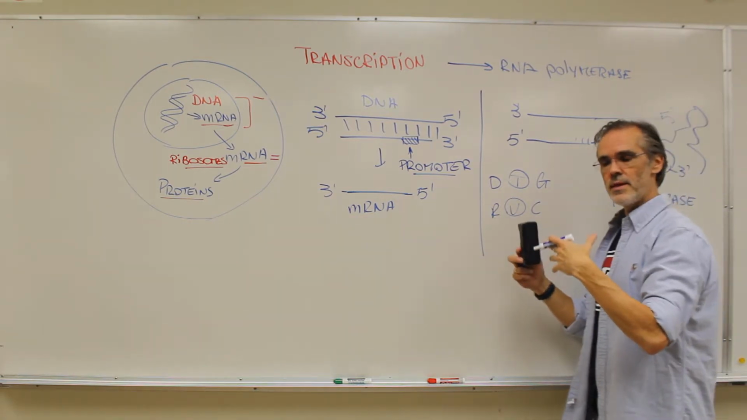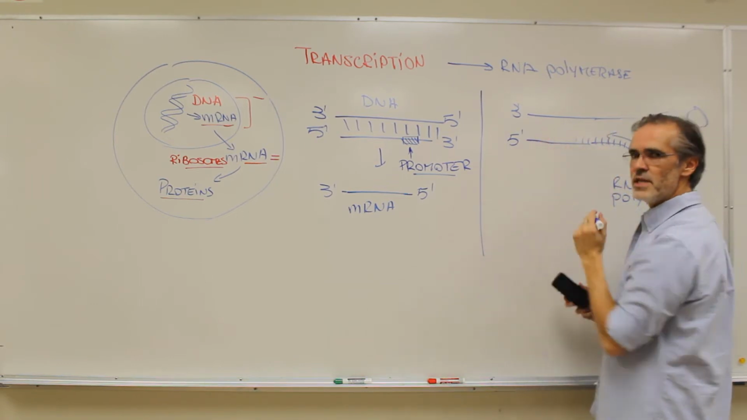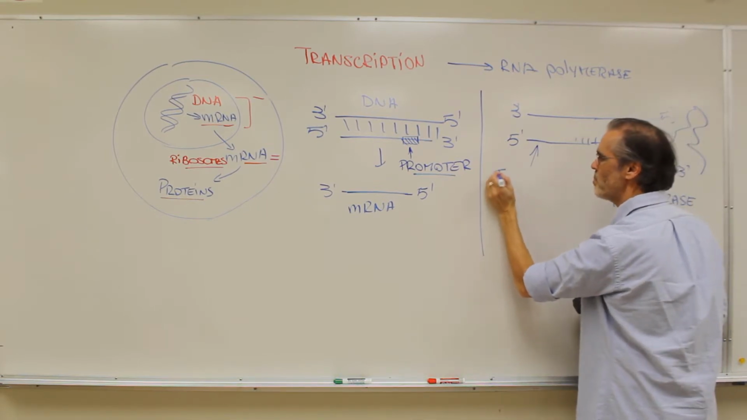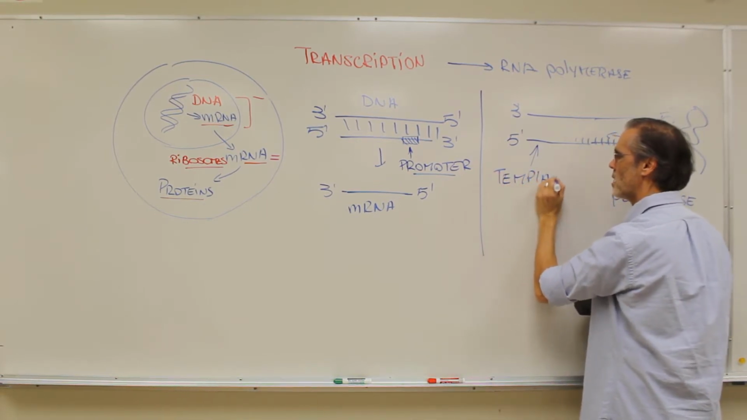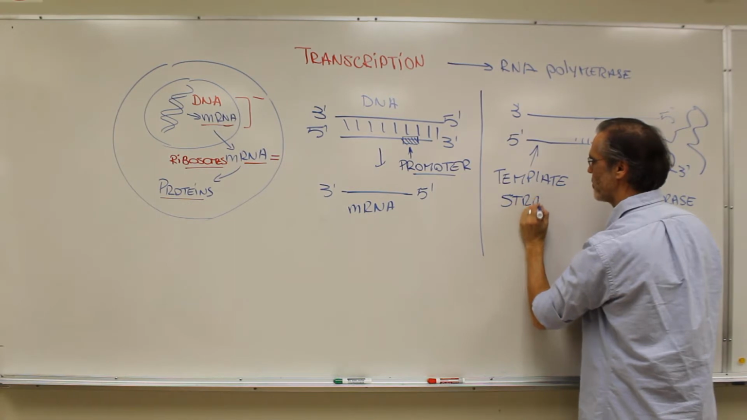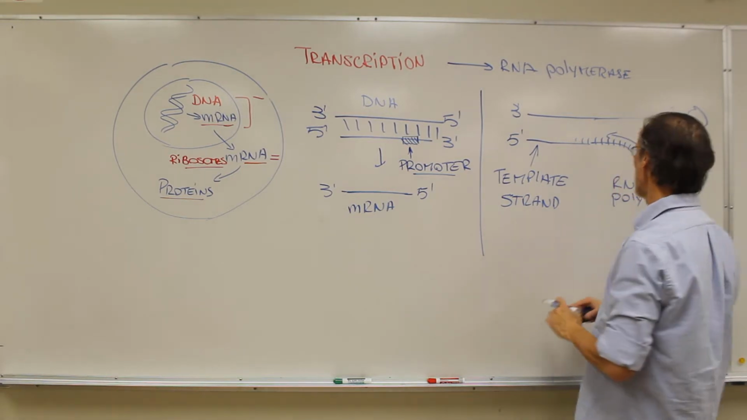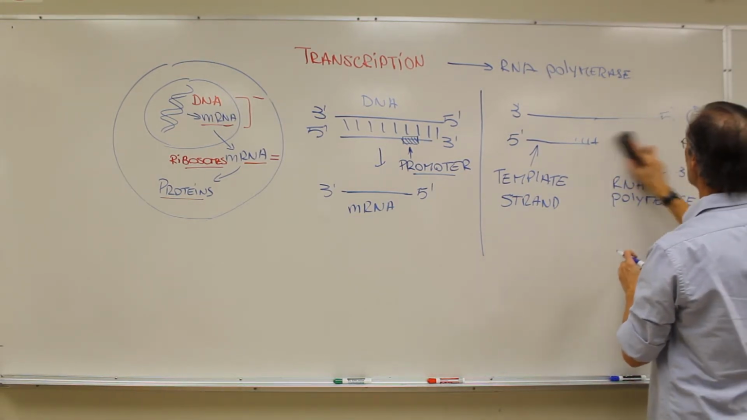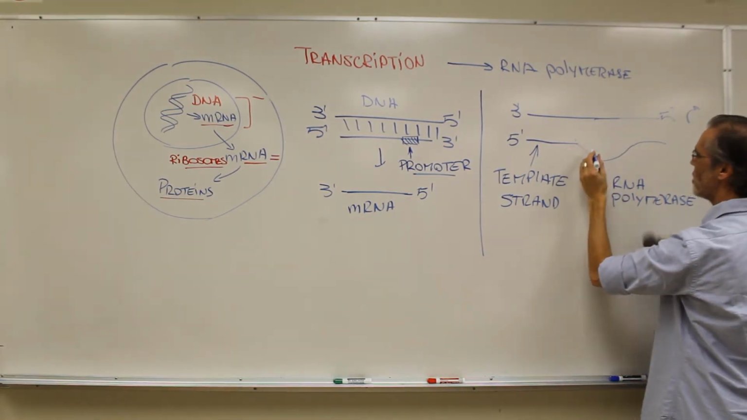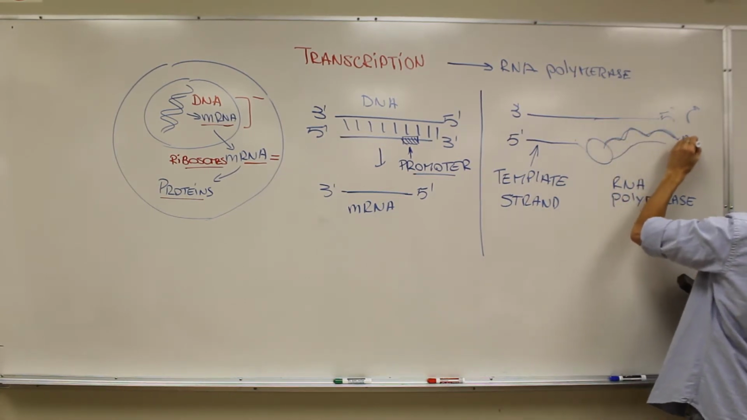So of course, as the RNA polymerase moves along that piece of DNA, and that piece of DNA, by the way, is called the template strand. That template strand is the one being used and read by the RNA polymerase. So the RNA polymerase is going to move along that DNA strand right here, and as it moves, it produces this mRNA that we see right here.